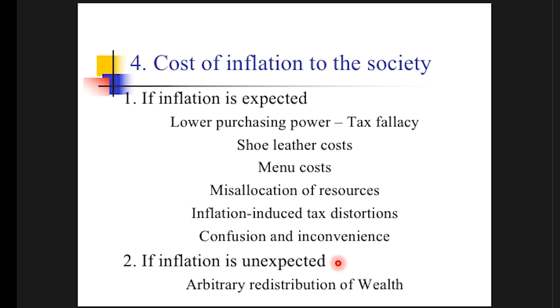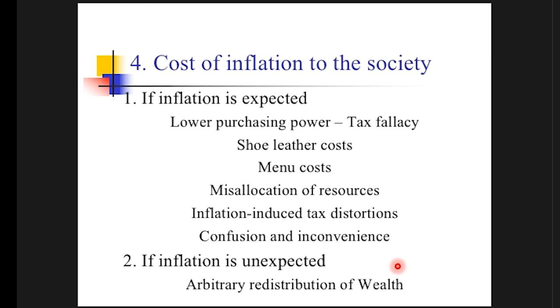This cost also happens when we make a contract between the company and labor, so it will affect the real wage of the worker. It also happens when we make a contract between the homeowner and the people renting the house. It also leads to the redistribution of wealth. And this cost to the society can also be practiced by one exercise.